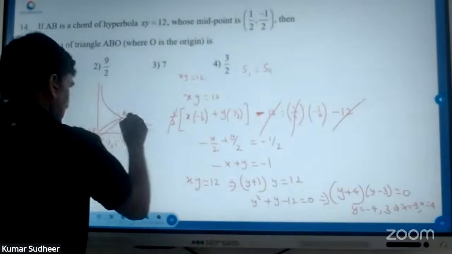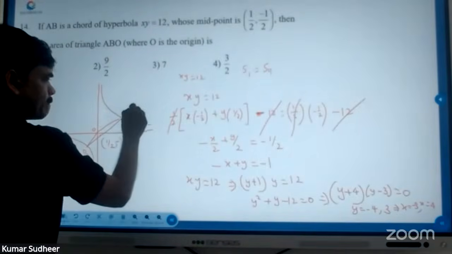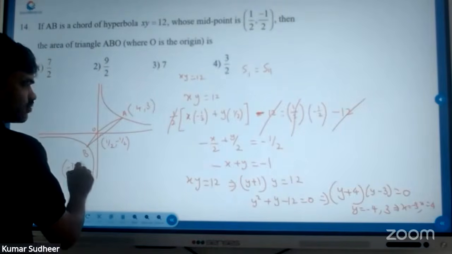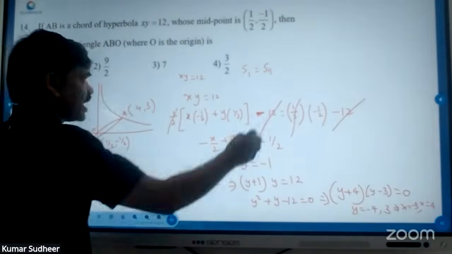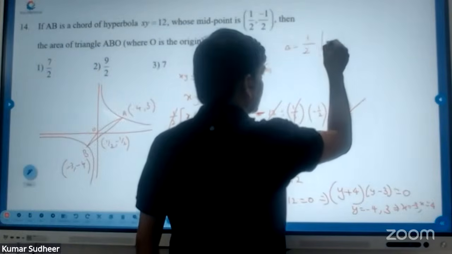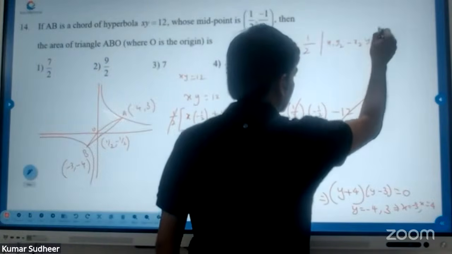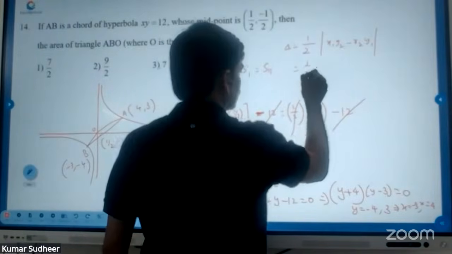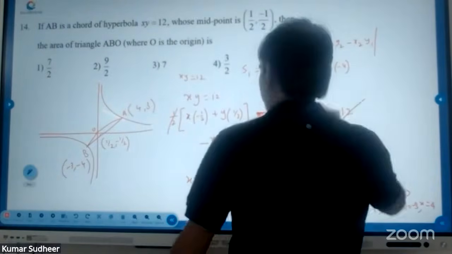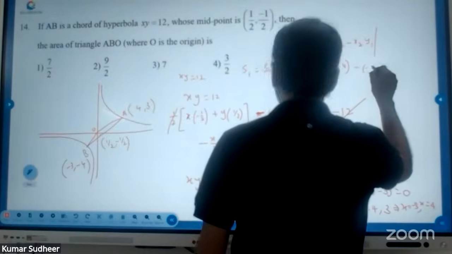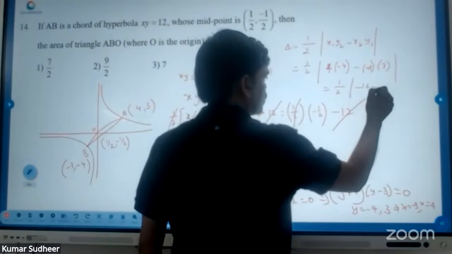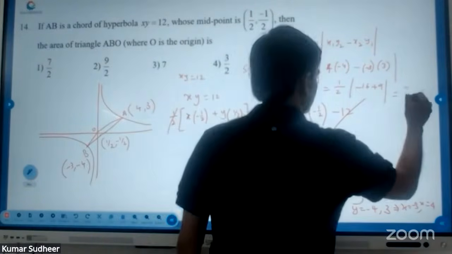So we get the points. A is nothing but 4 comma 3, and B is nothing but minus 3 comma minus 4. So the area of the triangle for origin, x1, y1, x2, y2 is nothing but half into x1 y2 minus x2 y1. When you solve this, half into x1, which is 4, y2 is minus 4, minus x2, x2 is minus 3, y1 is 3. So half into modulus of minus 16 plus 9, that is 7 by 2, will be the answer for the question.